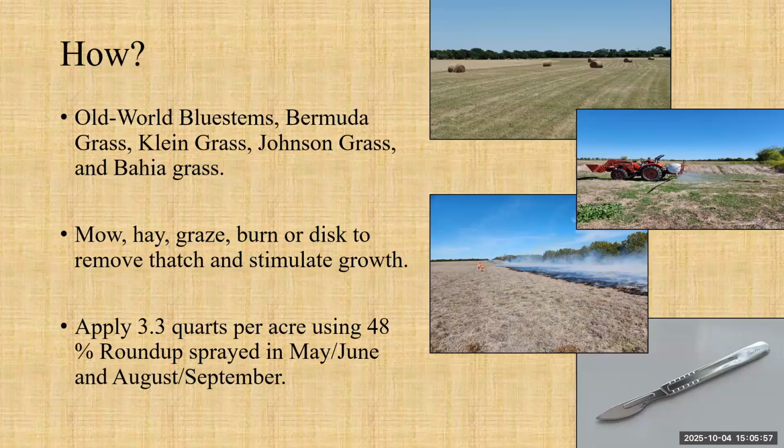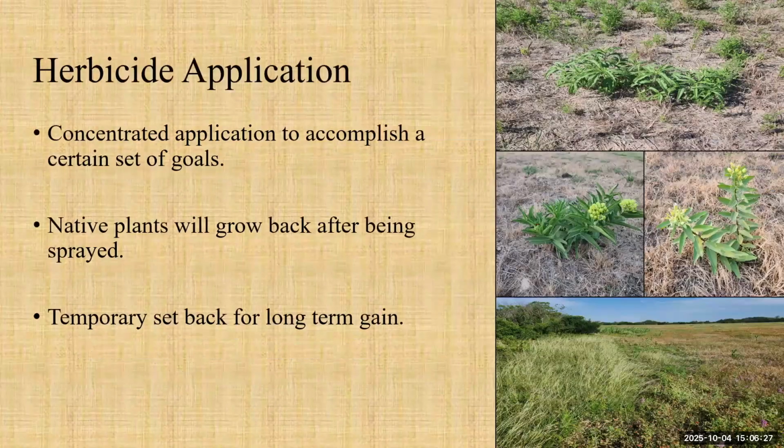So we're going to apply herbicide in May, June, August, September to get that site to zero. We may burn it to try to remove some of that thatch. This is very much a scalpel approach. It's a plan with specific objectives to meet a goal. A lot of people, when you first talk about this, think, oh my goodness, you're applying herbicide. It's to meet a specific goal. So moving on, herbicide application is a concentrated application to accomplish a certain set of goals.